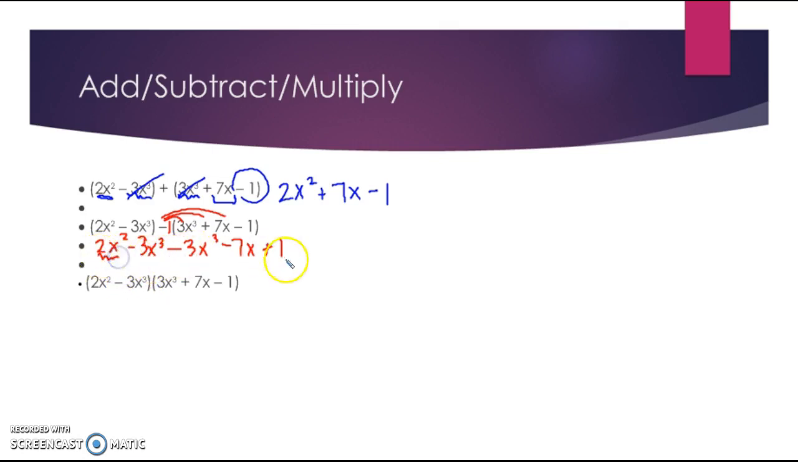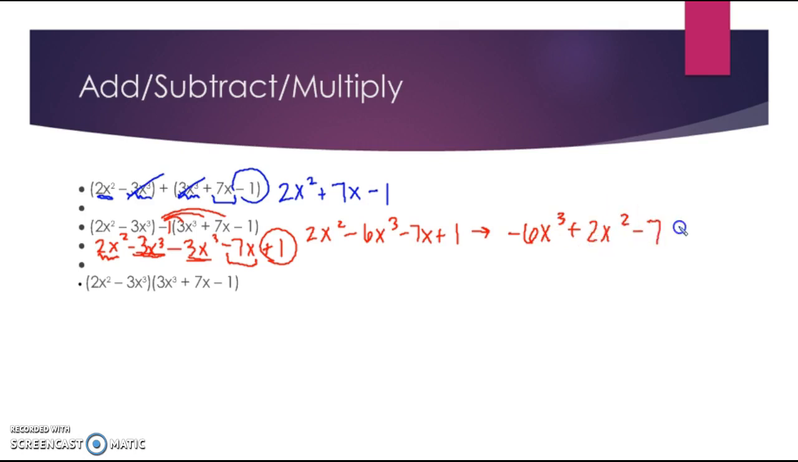I've got positive 2x squared by itself again. Then I have negative 3x cubed and negative 3x cubed to get negative 6x cubed. And I have the negative 7x by itself and the positive 1 by itself. Now this is almost complete, except that I need it to be in standard form, so this x cubed needs to come first. I'm just going to rewrite it with the negative 6x cubed out front, a positive 2x squared, a negative 7x, and my positive 1. So 3, 2, 1, 0.